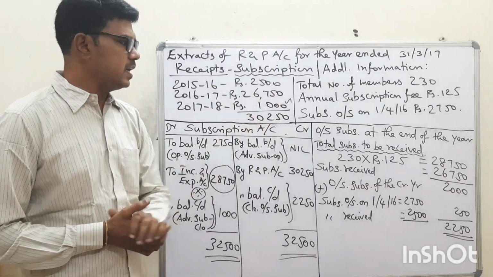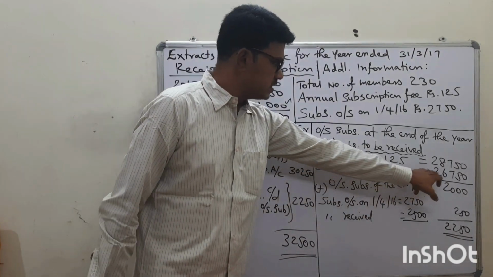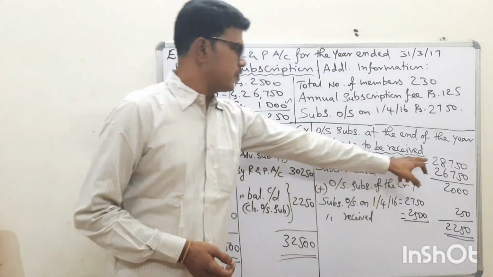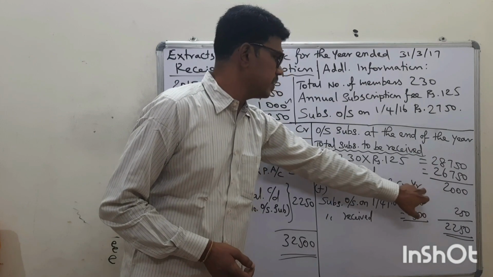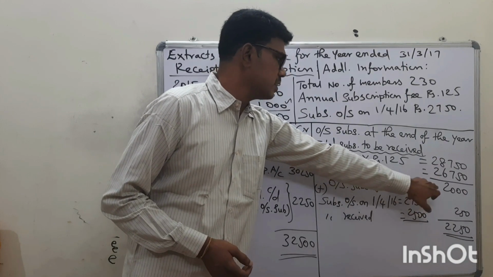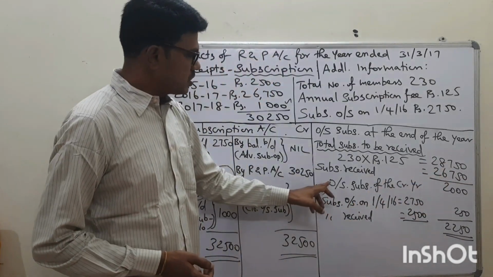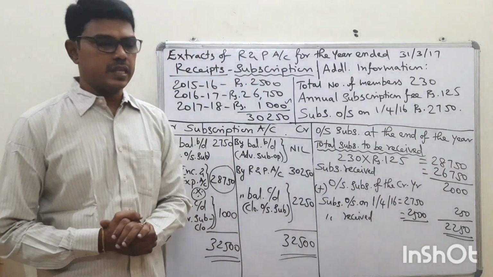Out of this, the organization has received 26,750 during the year, right? We have written here, subscription received 26,750. If you subtract this value, then the amount outstanding during the year, the amount outstanding in the current year subscription, is 2,000. Outstanding subscription for the current year is 2,000, right?